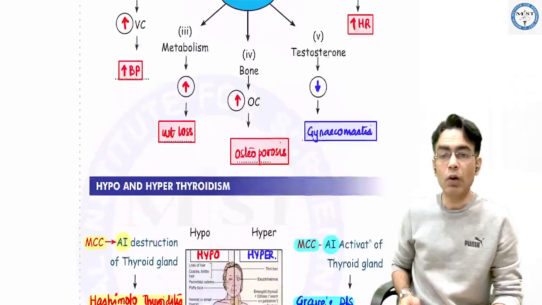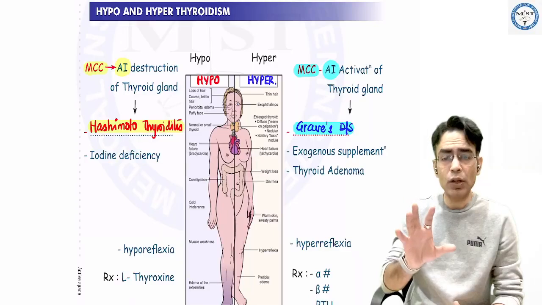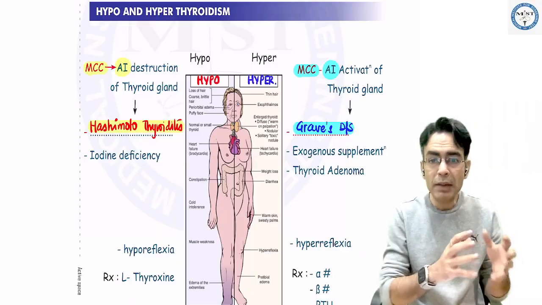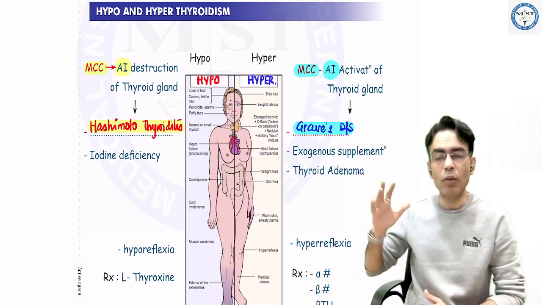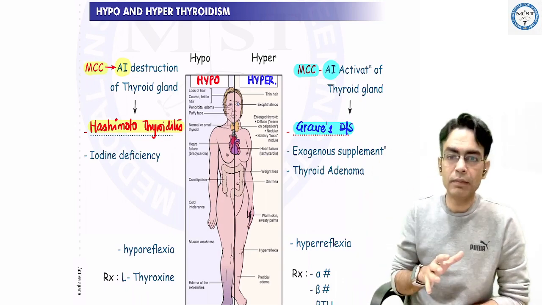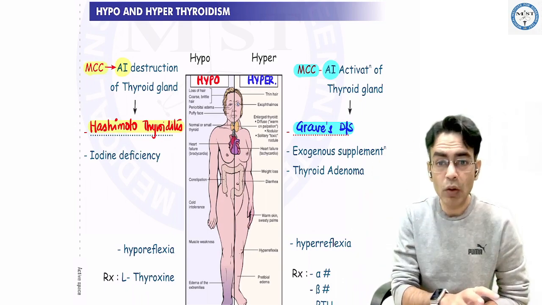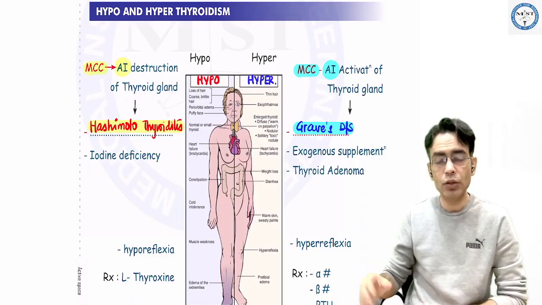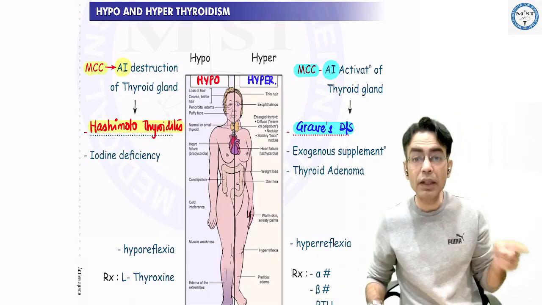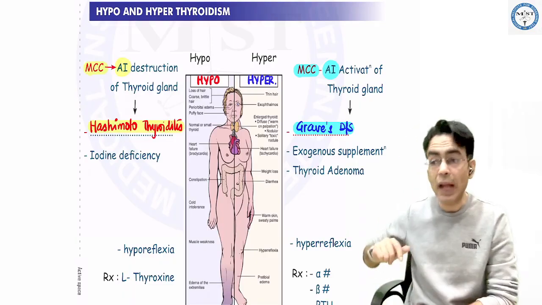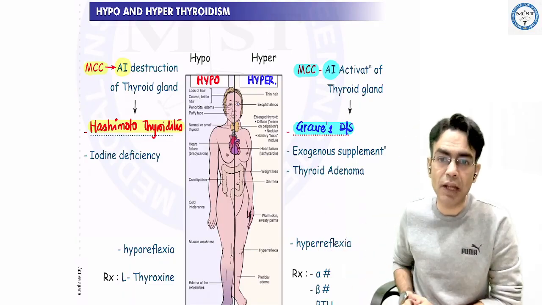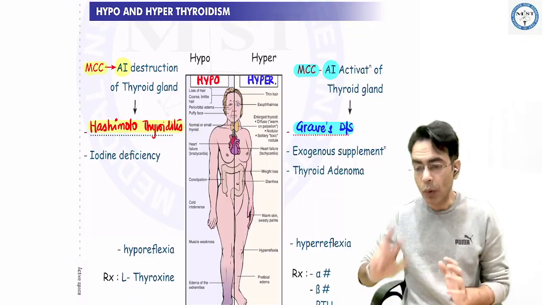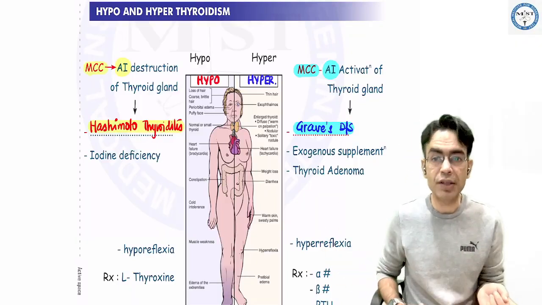Okay. Now, for hypo and hyper, I made you remember in class also, just learn this, chhotu. Hyper means everything is more, and hypo means everything is less. Most common cause of hypo, autoimmune. Most common cause of hyper, autoimmune. So autoimmune destruction of the thyroid gland will lead to hypothyroidism. Autoimmune activation of the thyroid gland will lead to hyperthyroidism. Destruction of the thyroid gland will happen in both eventually, but one is due to activation and one is due to direct destruction.